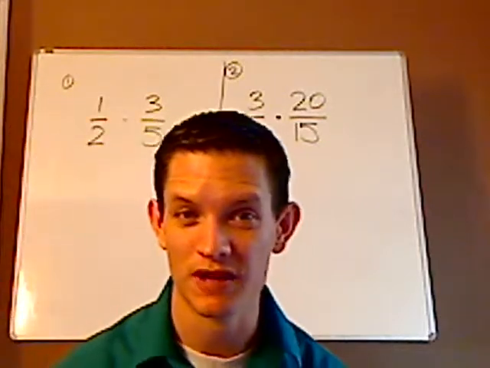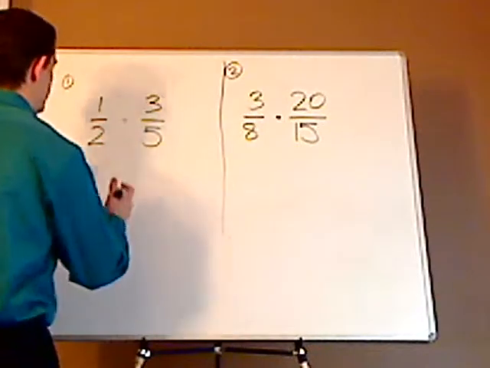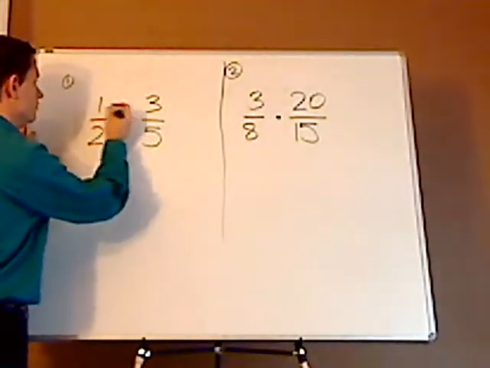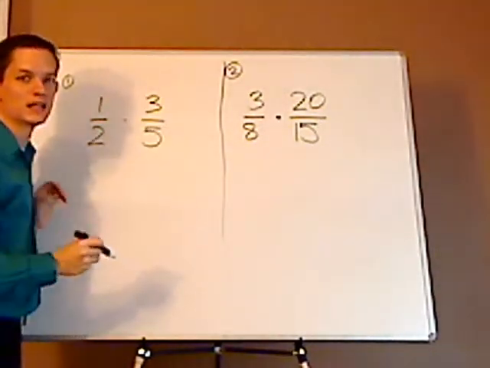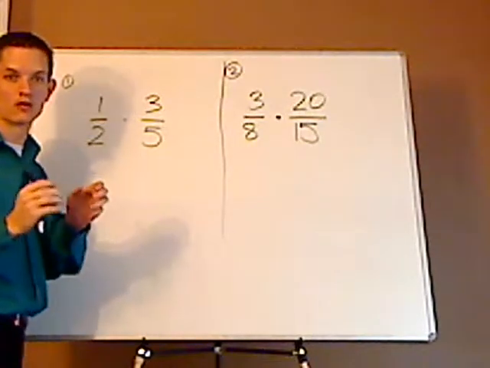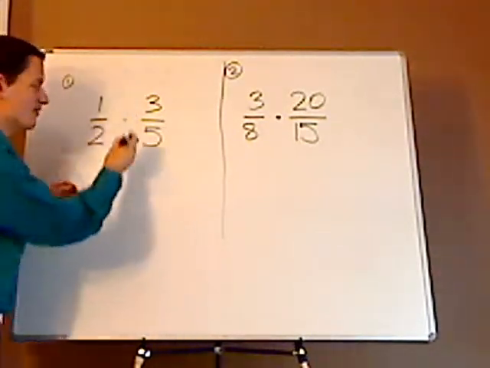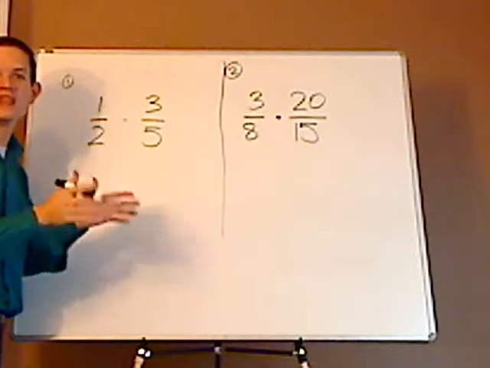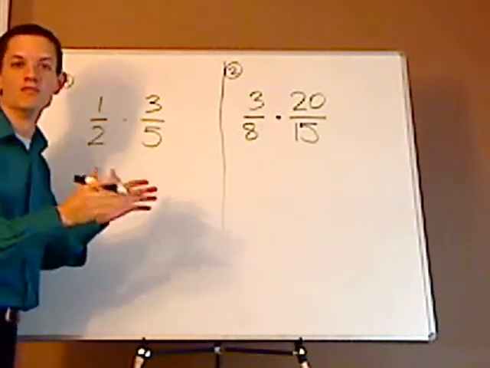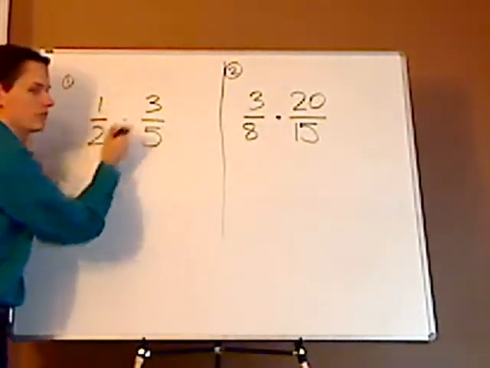Alright, when you're multiplying fractions, it's very straightforward, because you just multiply across. Do not get it confused with what's called cross multiplication. That's when you have an equal sign. Here there is no equal sign. You're simply multiplying. So you simply multiply across.